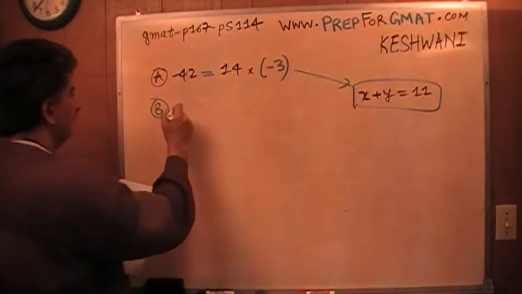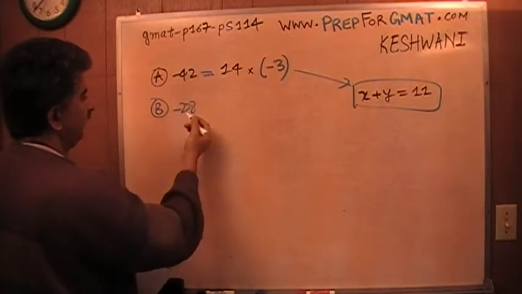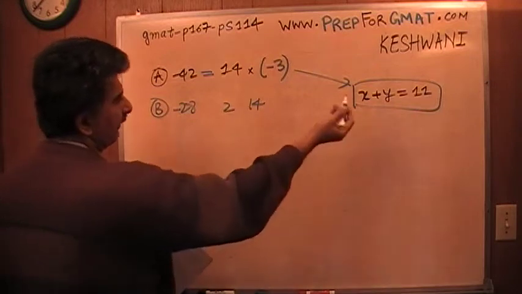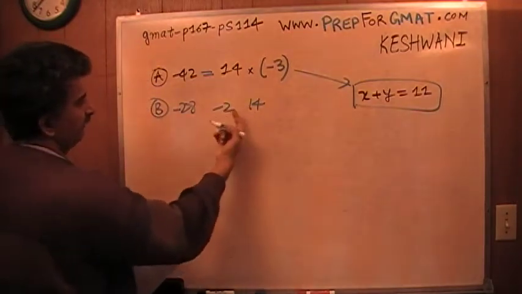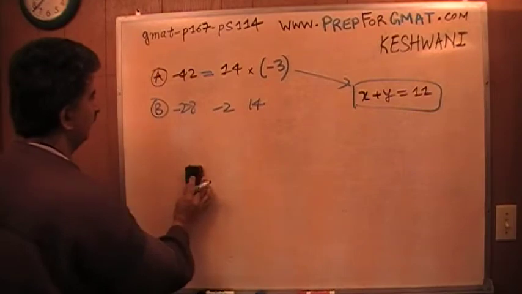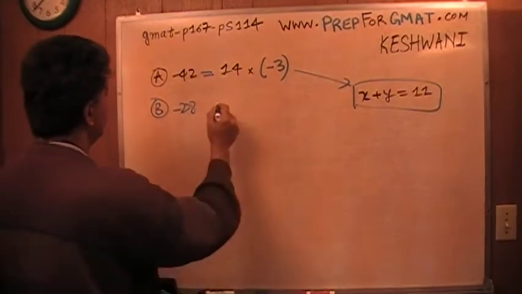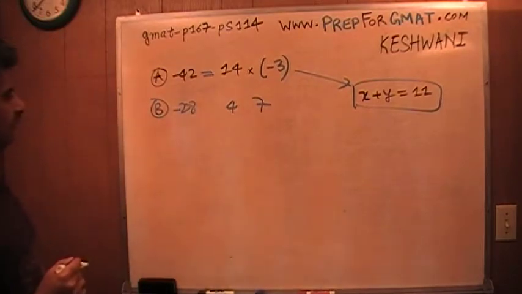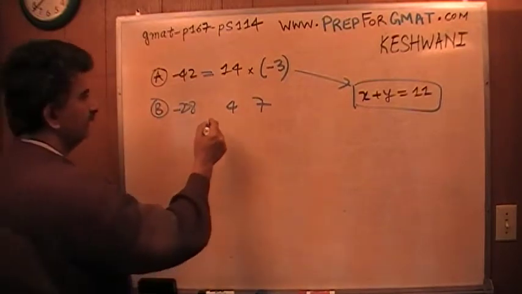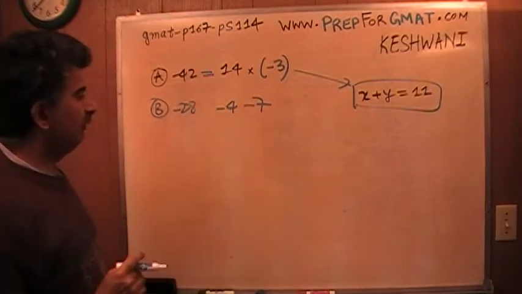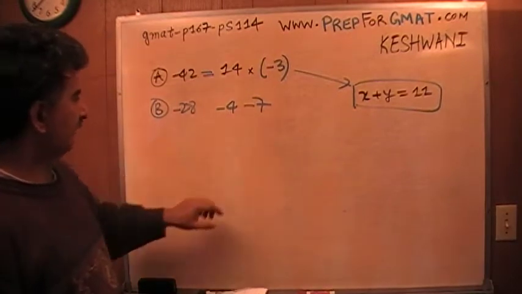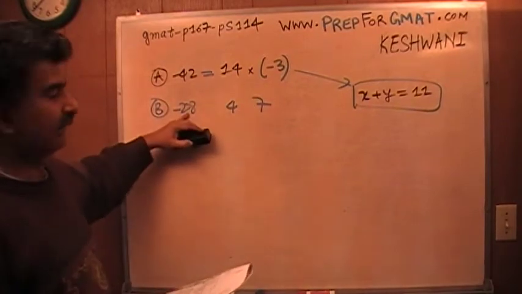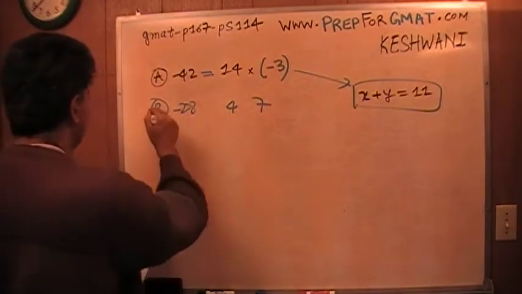B says negative 28. Well, again, the only way you can get 28 is 2 and 14. Since they have to add up to 11, this is going to give me 12. That's not going to be 14. Another way you can have is maybe 4 and 7. But the problem here is that 4 plus 7 is 11, but their product is not negative 28. Their product is positive 28. B does not work.